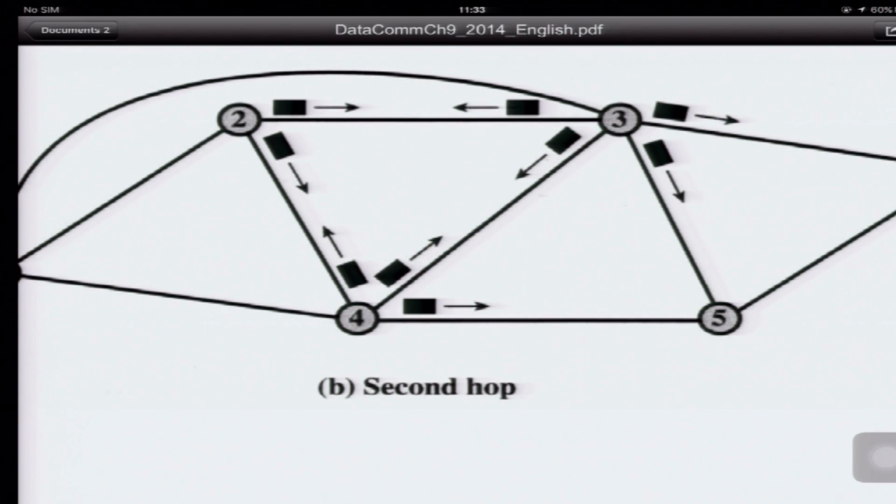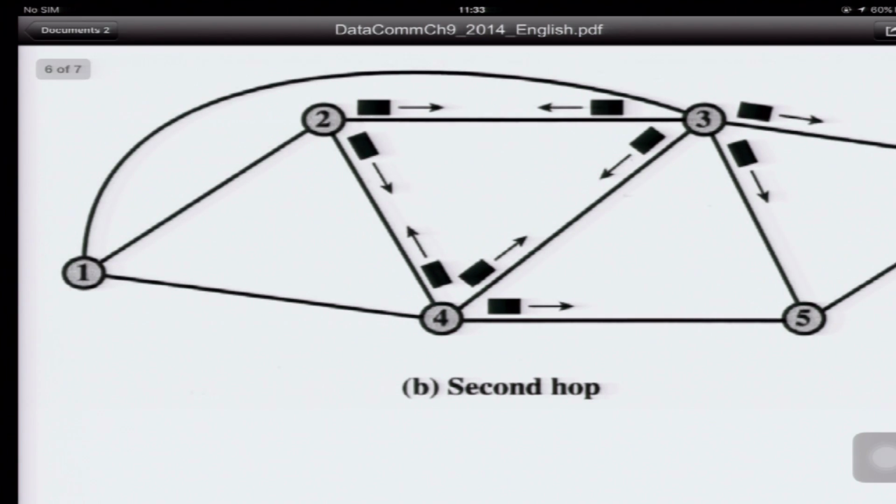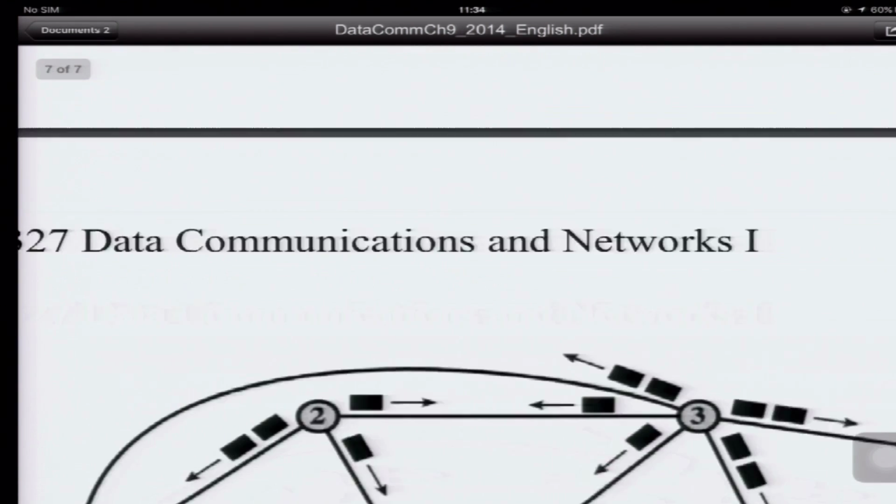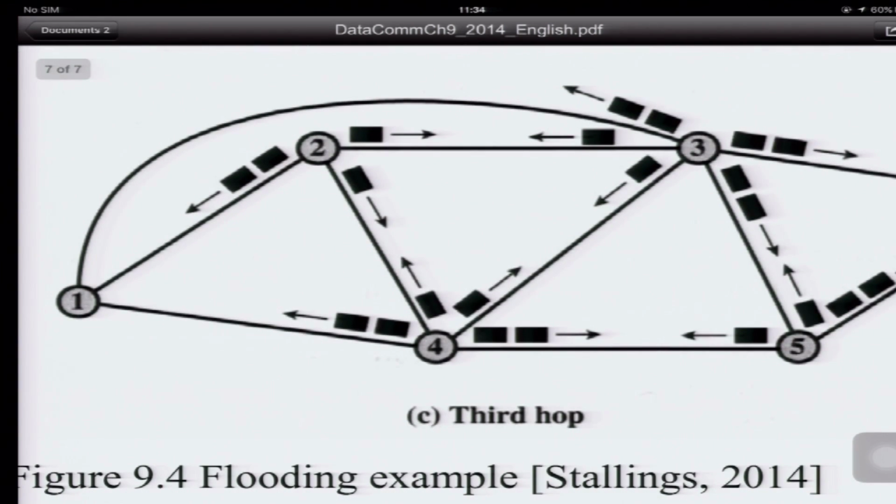Now, number 4 received from 2 and 3. What was received from 2, it will send to 1, 3, and 5. What was received from 3, it will send to 1, 2, and 5. So it will send 2 copies to 1, from 2 and 3, 2 copies to 5, again from 2 and 3, and 1 copy to 2 and 1 copy to 3, because it's like switching between them.